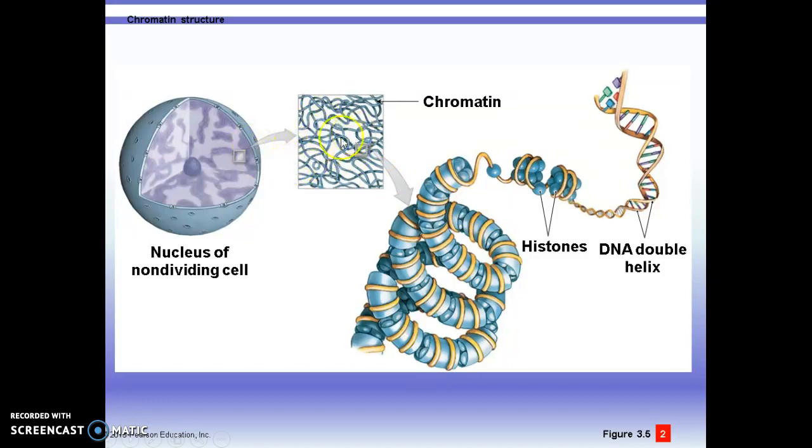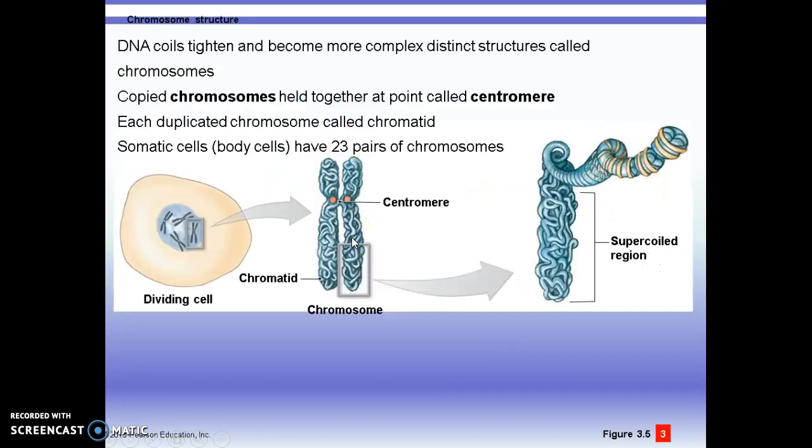So here you can see this chromatin. In the nucleus, it looks granular maybe, but it's all long, long strands of DNA. And here's the chromosome. This one's replicated during the interphase of the cell cycle, and it's held together by the centromere. It's supercoiled.